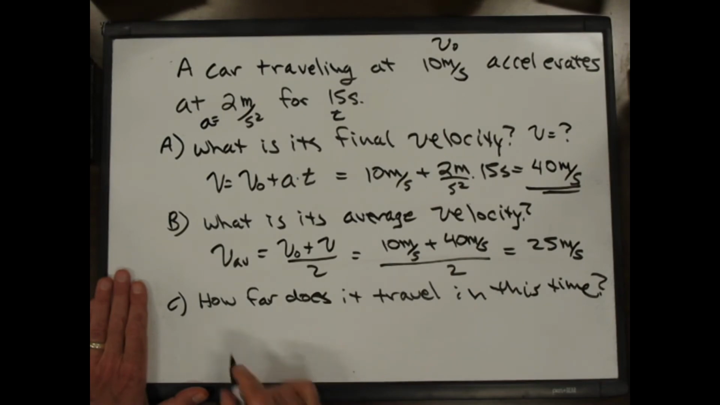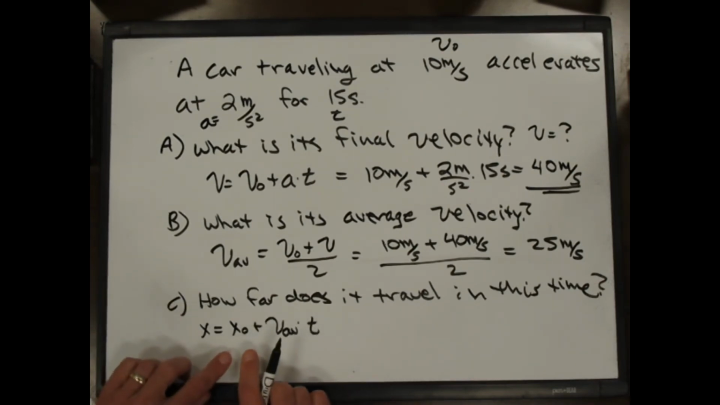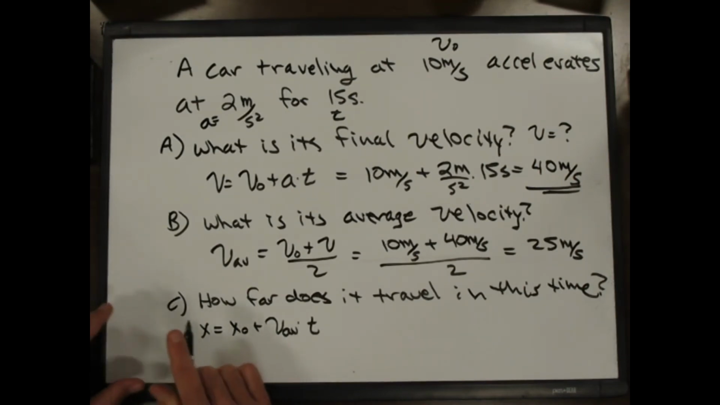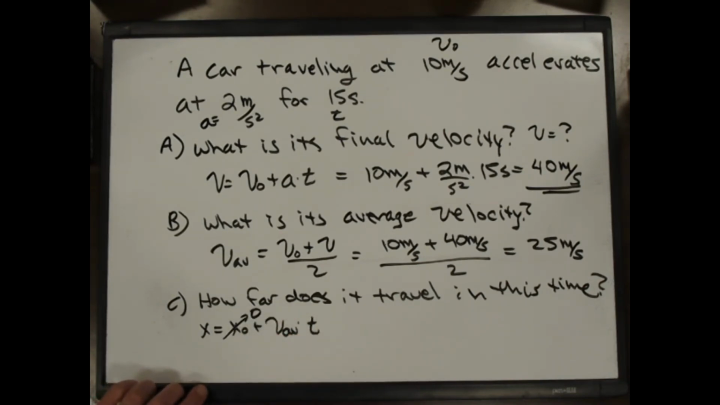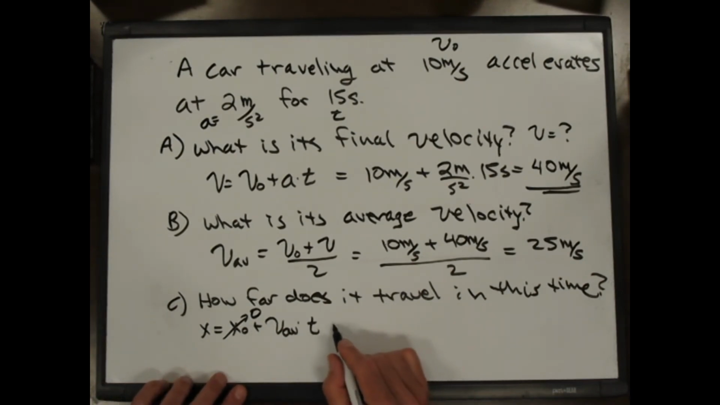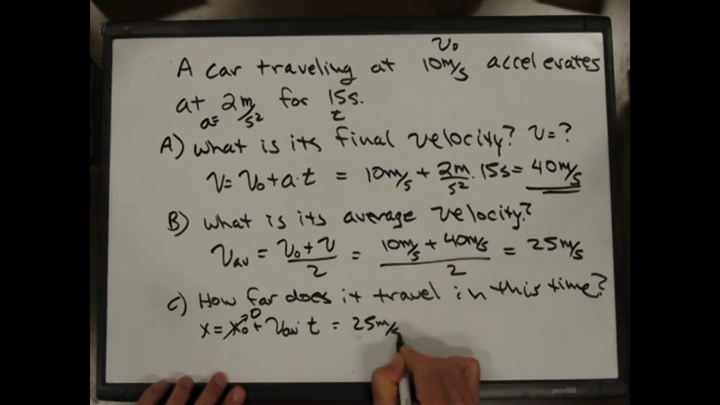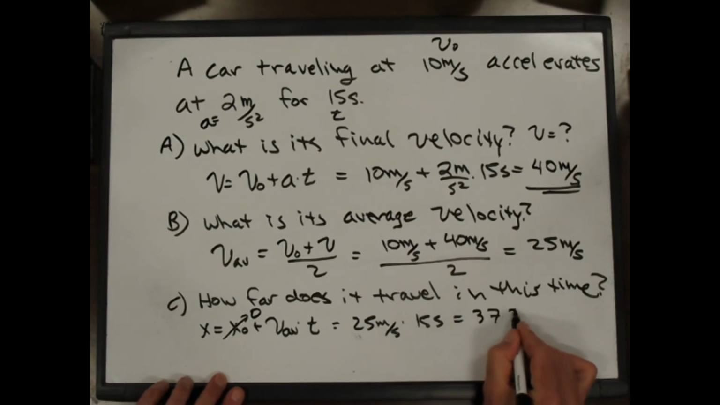How far does it travel in this time? Well, x equals x naught plus v average times time. We can just assume our x naught is 0. I know in the previous problems I was subtracting it over the other side because delta x is x minus x naught. But we'll just pick x naught equal to 0, since the problem hasn't told us, we can just choose that. And so this is equal to 25 meters per second times 15 seconds, which is 375 meters.